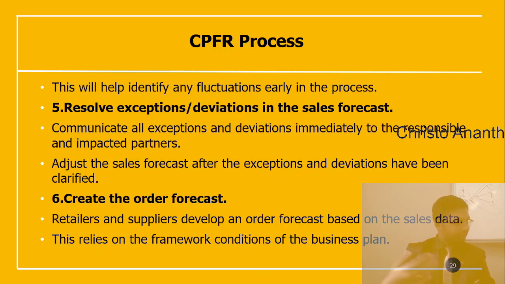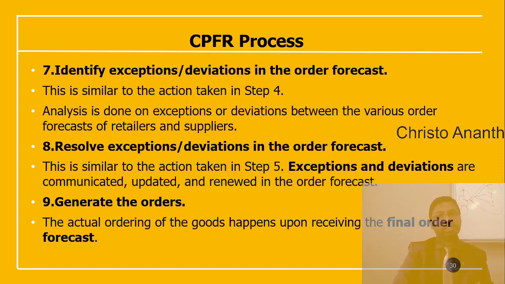After that clarification, you will go for resolving this, and you'll create the order forecast. This is how you develop the order forecast. That is where you'll have the framework conditions of the business plan. Then identifying the exceptions, resolving them, and generating the orders. The actual ordering of the goods happens after the final order forecast.